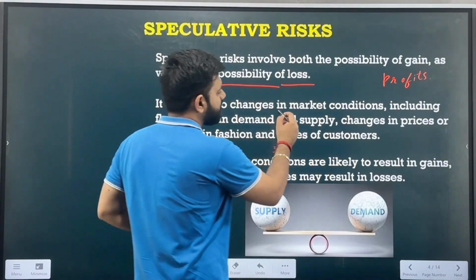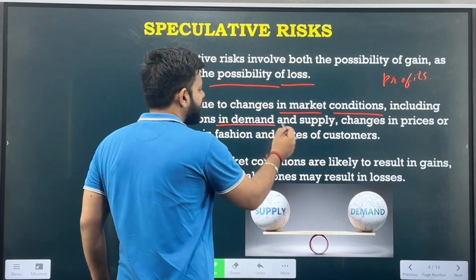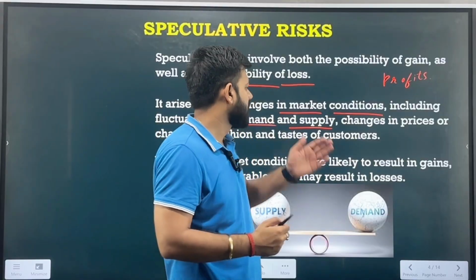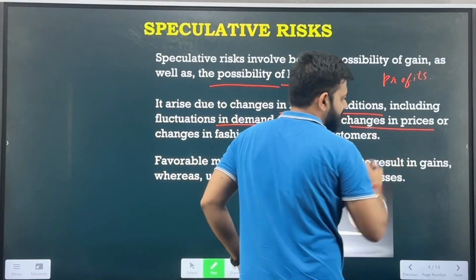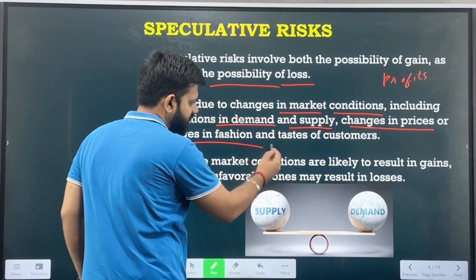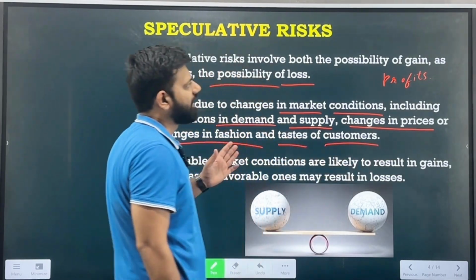Next, it arises due to changes in market conditions, including fluctuations in demand and supply. There was a time when normal pens were mostly in demand. Now new pens are coming into the market. There is a change in competition, a change in competitor strategy, in how they are dealing with the market. So there is a risk that either my business will incur losses or there can be a situation of profits. Or if there are changes in prices, for example, the supplier from whom I was buying raw material has suddenly increased his prices due to a shortage of raw material. Or there is a change in fashion and taste of customers. This is known as speculative risk.